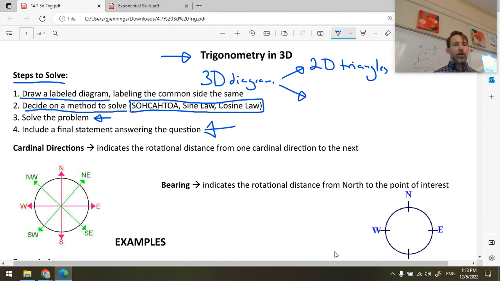Okay. So cardinal directions here. We start at 0 degrees up there at north. And then this would be like a certain number of degrees east. We would probably do that as positive numbers of degrees east. And this would be positive degrees west.